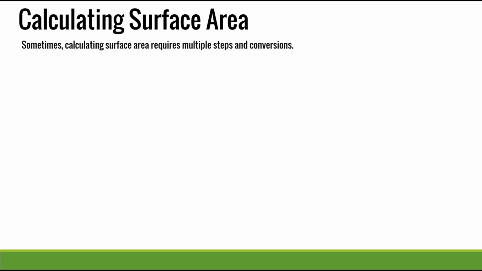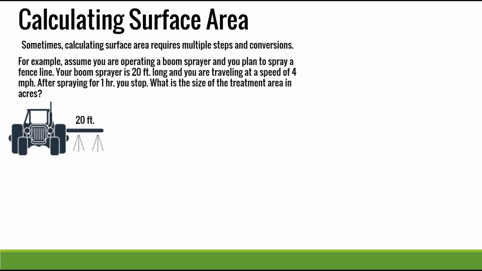Sometimes calculating the surface area requires multiple steps and conversions. For example, assume you are operating a boom sprayer and you plan to spray a fence line. Your boom sprayer is 20 feet long and you are traveling at a speed of 4 miles an hour. After spraying for 1 hour, you stop. What is the size of the treatment area in acres?